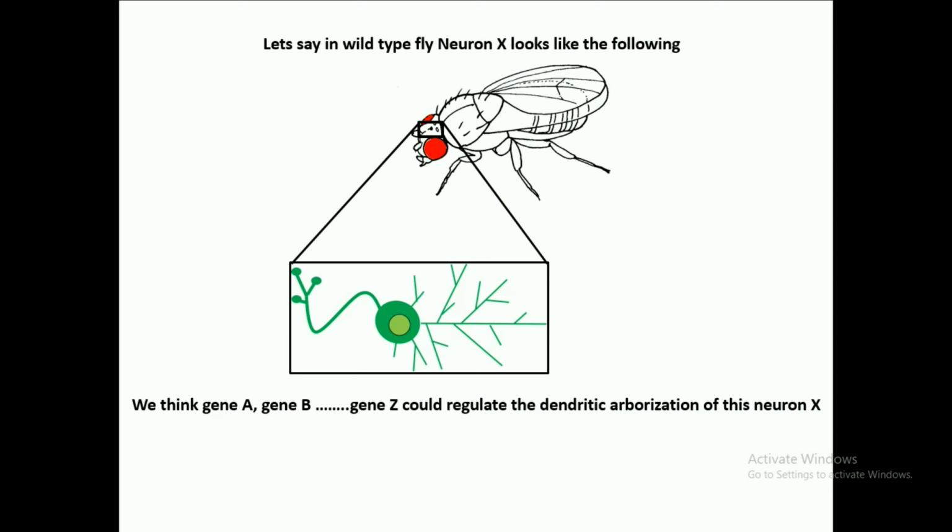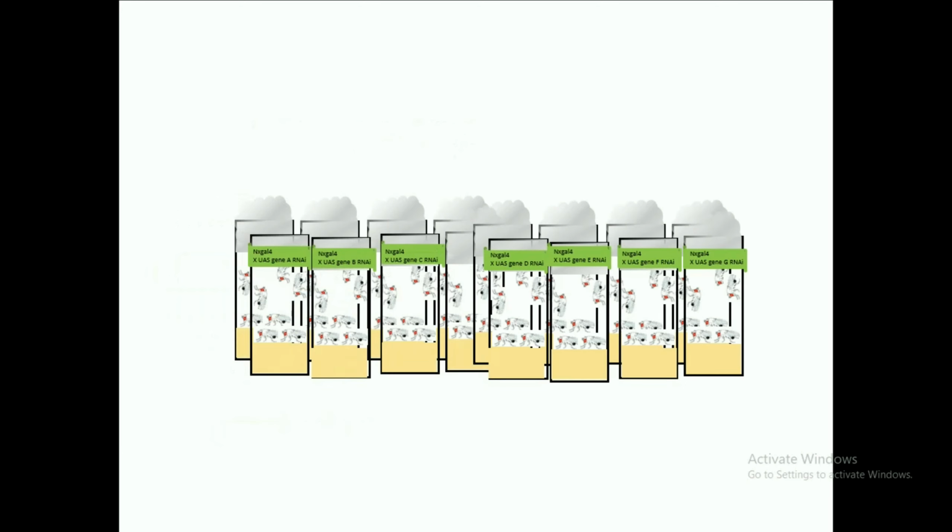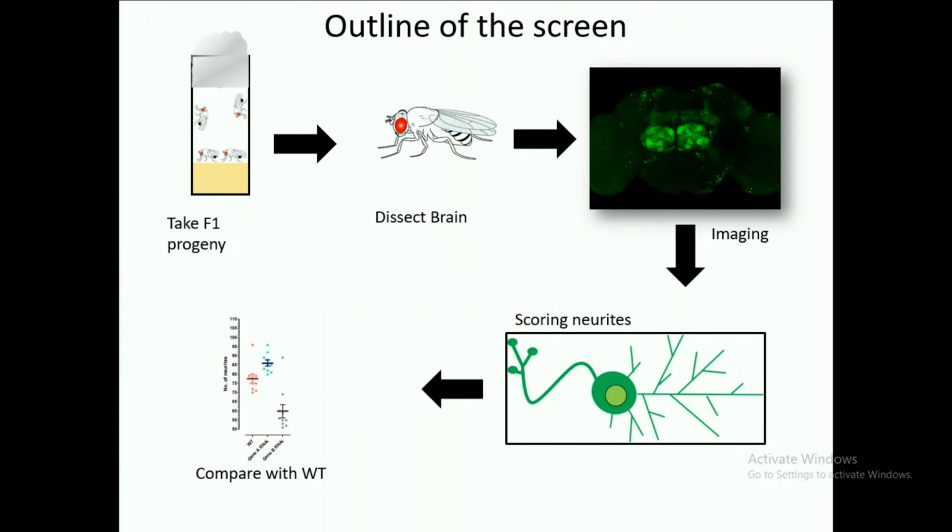Here in this particular slide, you can see this neuron, which is neuron X. Let's say we made a GAL4 which is specific to neuron X, and here is our experimental screen. So we have a battery of RNAi lines against A to Z genes, and we have a GAL4 which drives into that specific neuron known as NX neuron. Now we would create multiple crosses, take their F1 progenies, and then we are going to image their brain to check the morphology, and we would score the morphology.